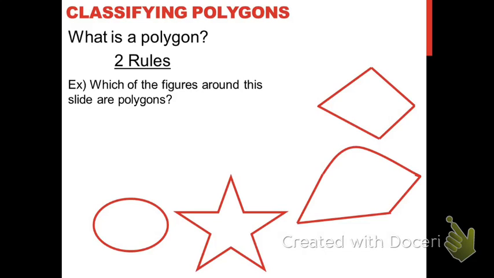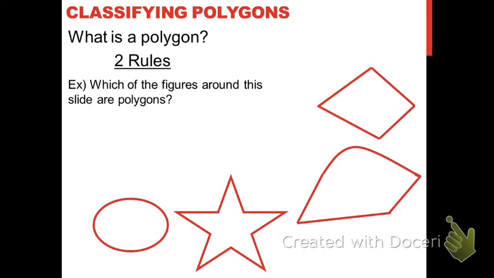And so the time has come for you to decide which of the figures that I have put on this slide, there's 4 of them there, are polygons. Take a moment and determine which you think are polygons. And what you should have decided here is that there are 2 figures here that are polygons, and then there are 2 figures that are not polygons.